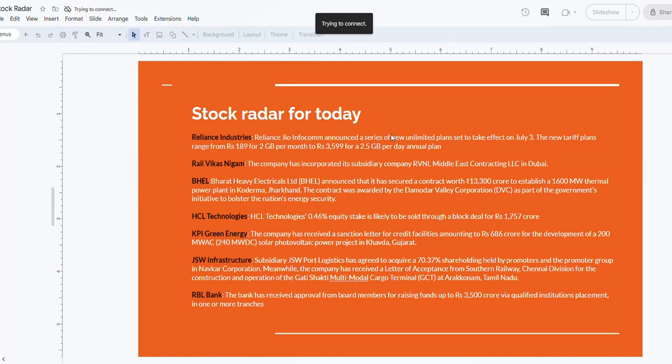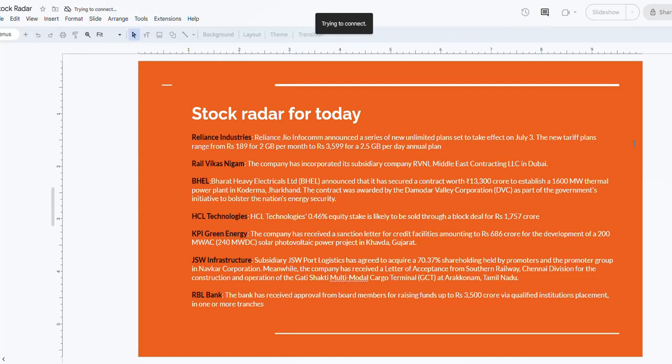Reliance Jio Infocomm announced a series of new unlimited plans set to take effect from July 3. They have upgraded the Jio plans, whatever plans they had, and they are effective from July 3. Probably 20% to 25% on the plans they have upgraded.